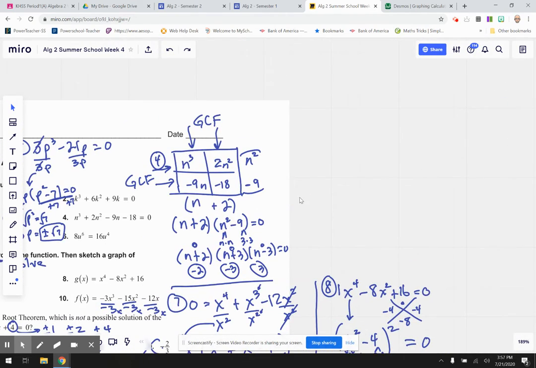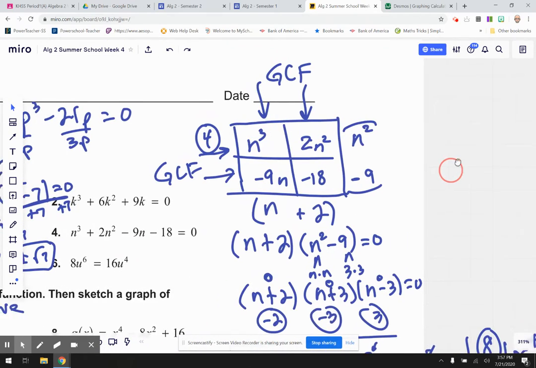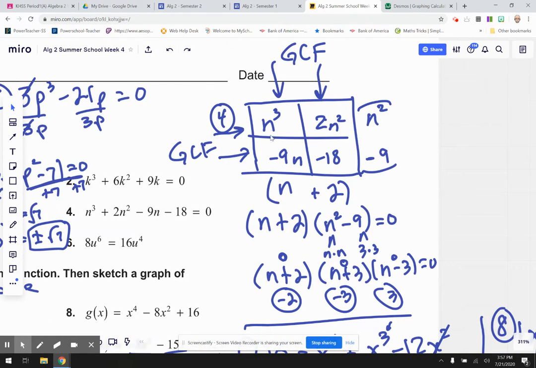It has 4 terms, so let's put them in a box. Anytime you see 4 terms, put them in a box where there's 4 spots. So we've got your 4 terms in there, and then we're going to only look for GCFs. GCF straight down and straight down, GCF across, GCF across. So straight down, these both have an n in common. Straight down here, they both have a 2 in common. They don't have a sign, so it's just a positive 2.